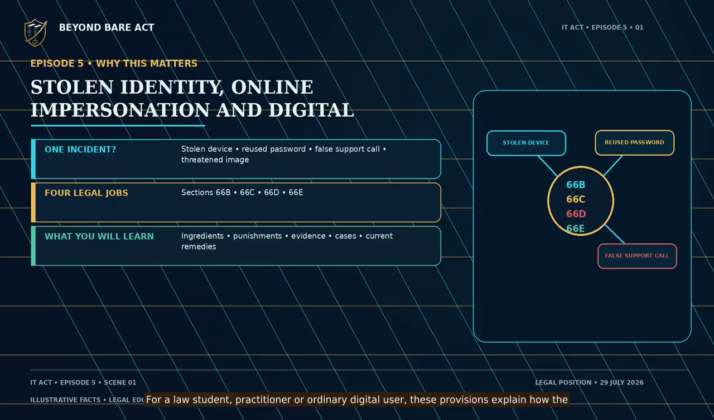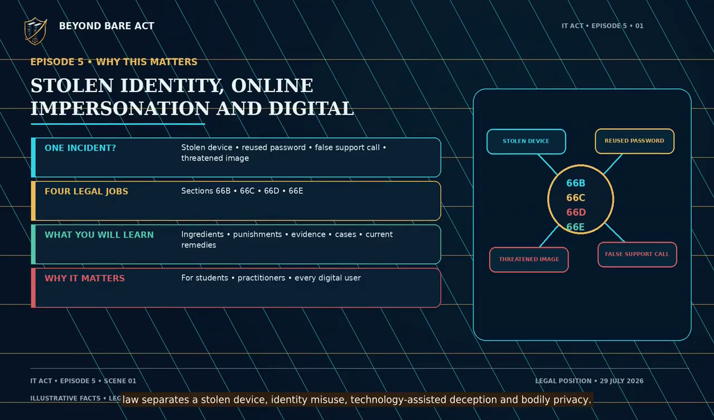For a law student, practitioner, or ordinary digital user, these provisions explain how the law separates a stolen device, identity misuse, technology-assisted deception, and bodily privacy. We begin with Riya's continuing incident and ask why discovering unauthorized access was only the first layer.